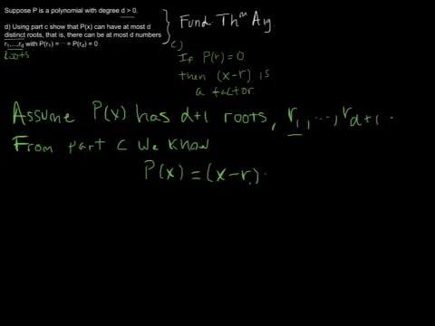I know that, we might want to keep track of this. I know that P of x has a degree of d. I know that this has a degree of 1. So what will the degree of my polynomial be? It has to be, we're going to call it P1 of x. The degree of it has to be d minus 1.